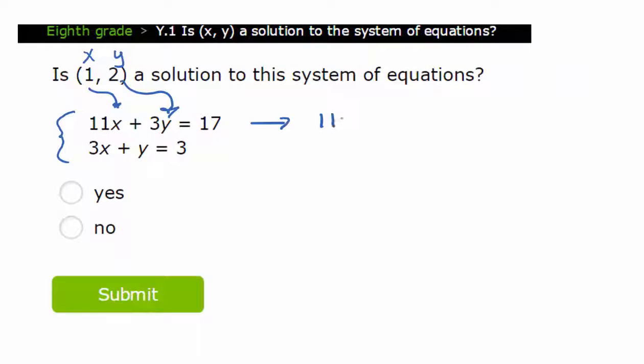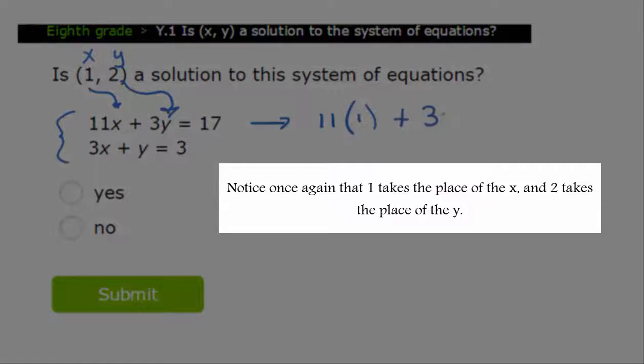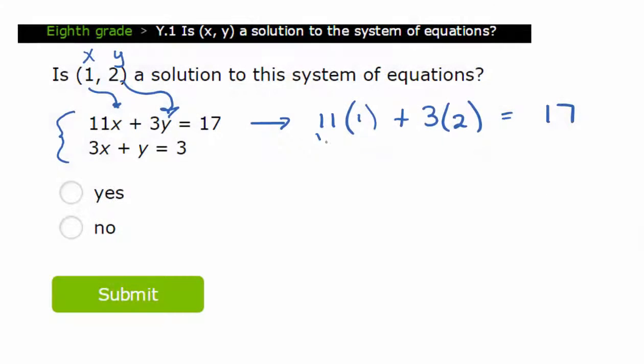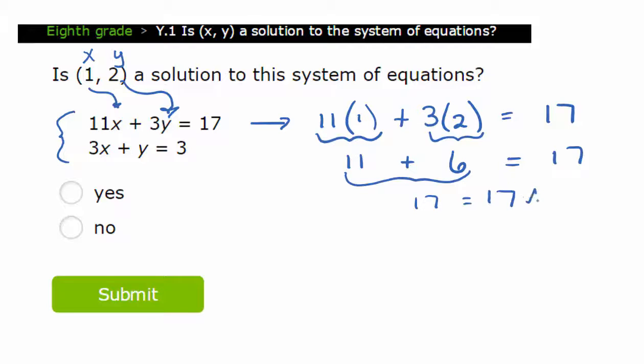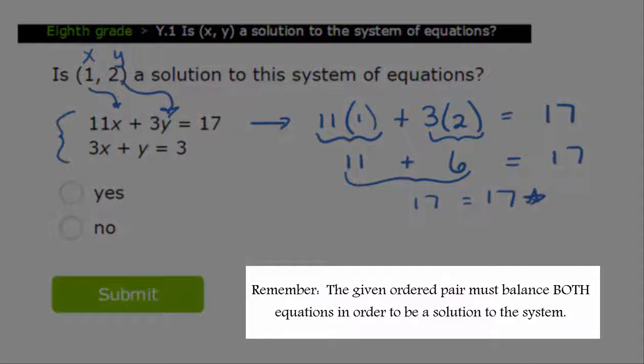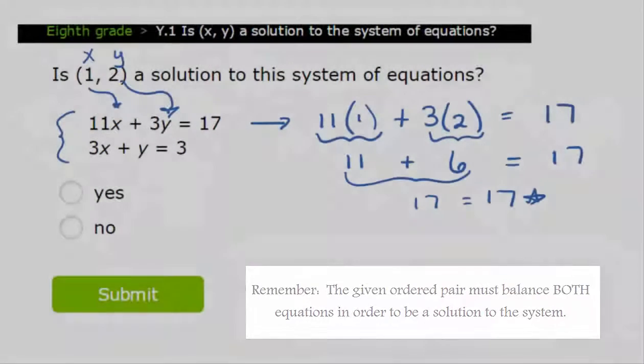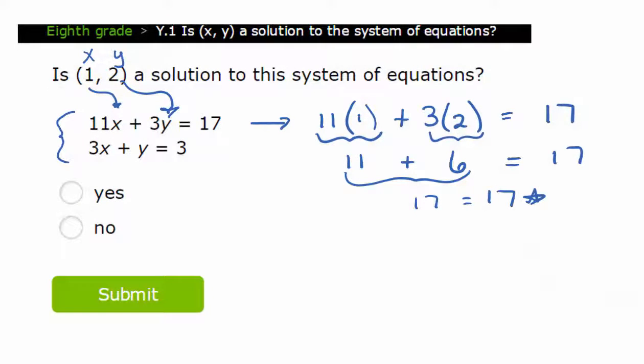This is going to be 11, and since that's next to an x, we know we need to multiply. 11 times 1, we're going to add to that 3 times 2, and we're going to hopefully get 17. 11 times 1 gives me 11, and 3 times 2 gives me 6. And so now I'm going to look at the two sides of the equation and say, is 17 equal to 11 plus 6? And it is. So that one works. Okay, well, we need both equations to balance when we substitute this point in for it to be a solution to the system.